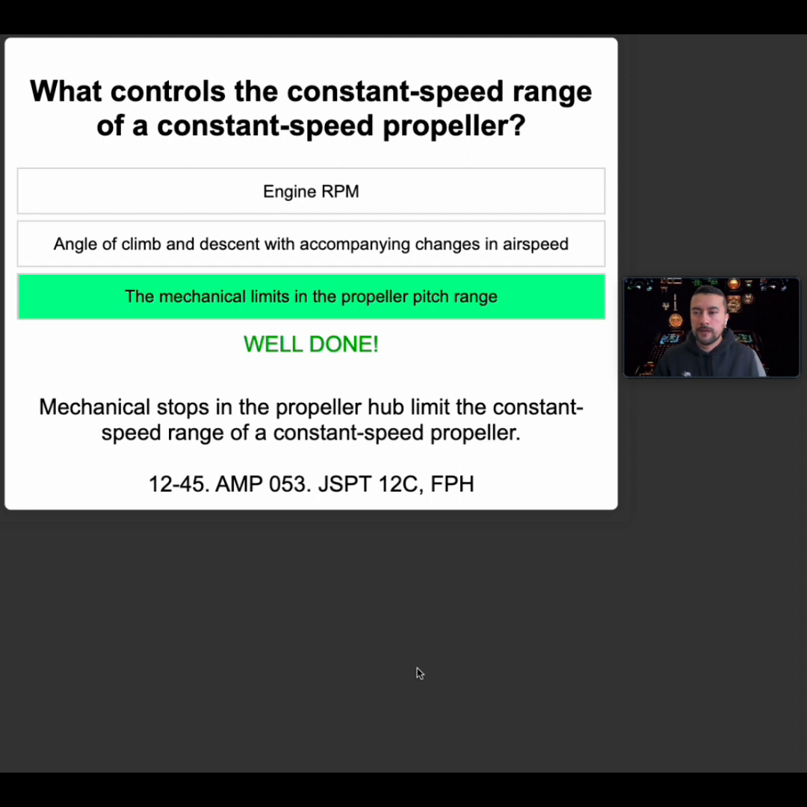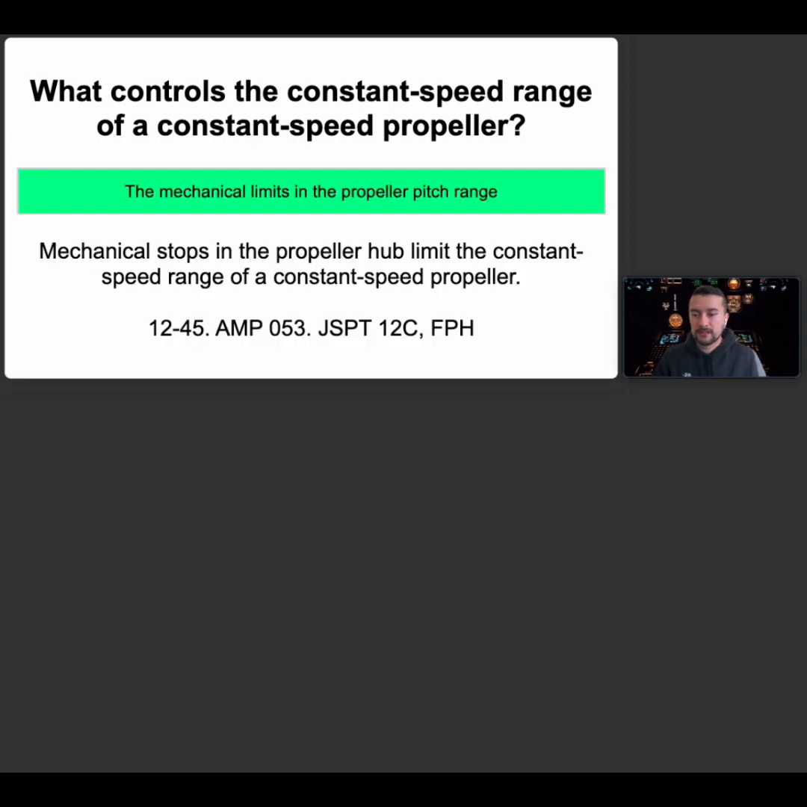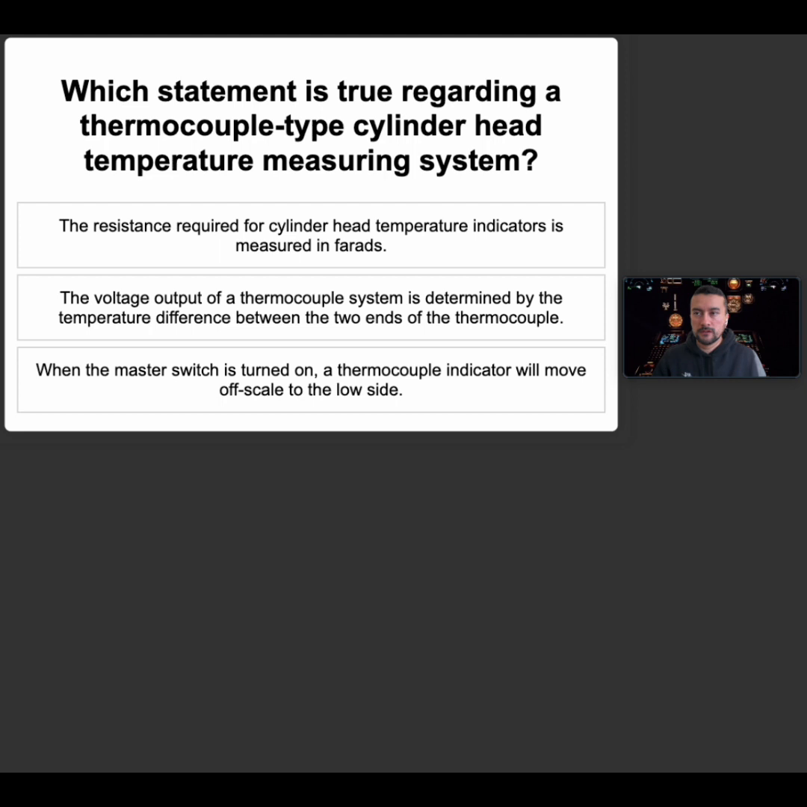Well done. The mechanical stop in the propeller hub limits the constant speed range of a constant speed propeller. So that's the answer. It was good. Next one.